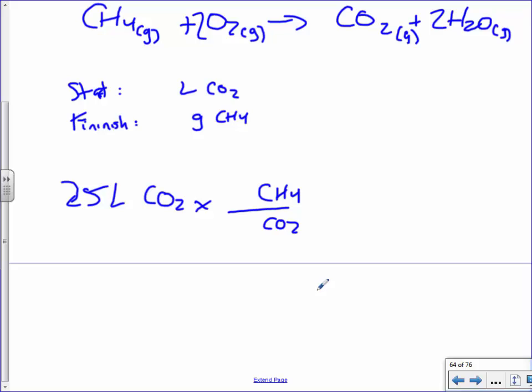Okay, I got to throw some more numbers in though, right? So what's the relationship between CH4 and CO2? Well, for every one CH4, you make two CO2s. That makes sense? That's what I needed to balance the equation for. Wait, no. No, I screwed that up. That's 1 to 1, isn't it?